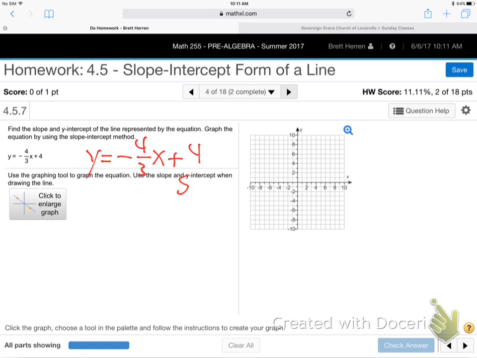All right, so we start up 4 in the middle, huh? Start up 4 in the middle. So that's right there. Now where do we go from there? What do we do with this negative that's on the fraction? We go down, right? Well, does the negative go on both?